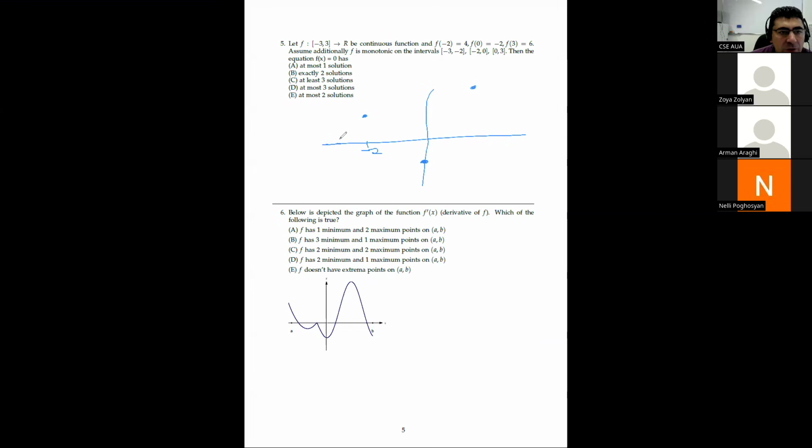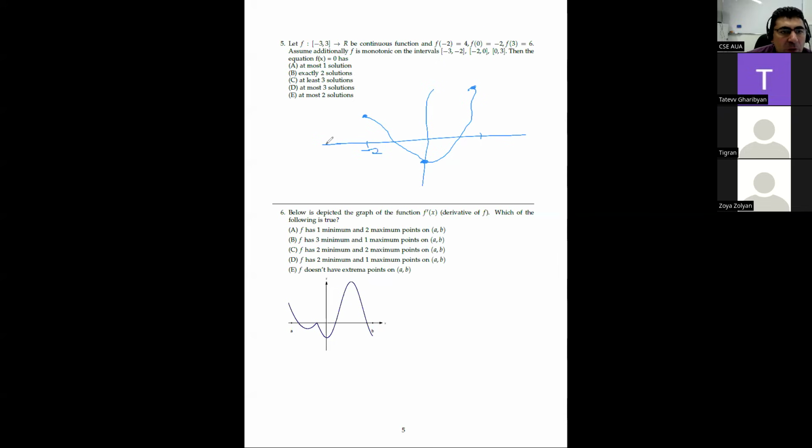Okay, we'll discuss this. It's monotonic from -2 to 0. For sure, our function from -2 to 0, since it's monotonic, is going to be monotonically decreasing. And also from 0 to 3, we know that it is going to be increasing, somehow like this.